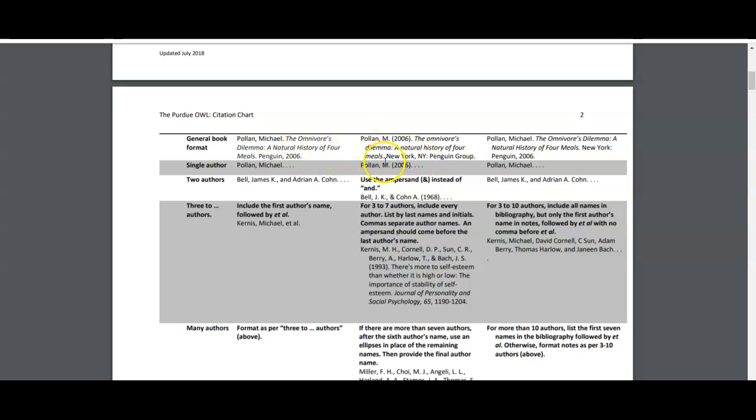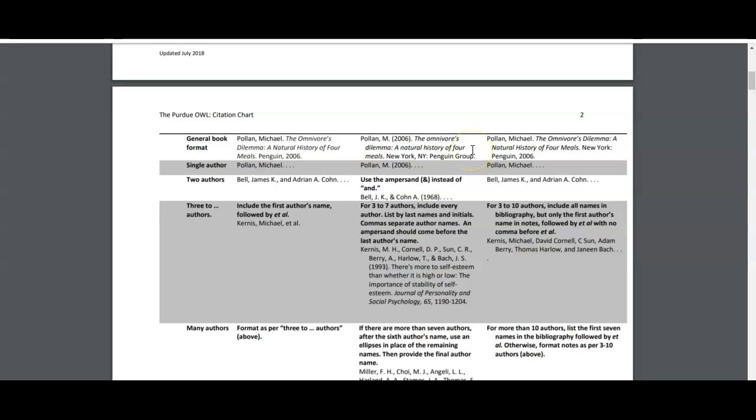After the title, there's going to be a period, a space, New York, comma, NY, that is the place of publication, colon, space, and then the publisher is listed, and it ends with a period. So that's the format of a book.